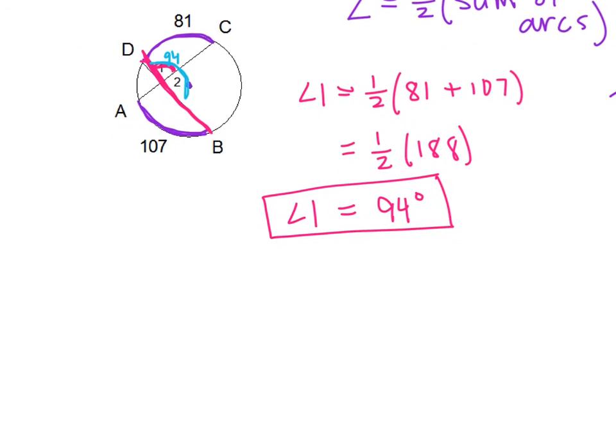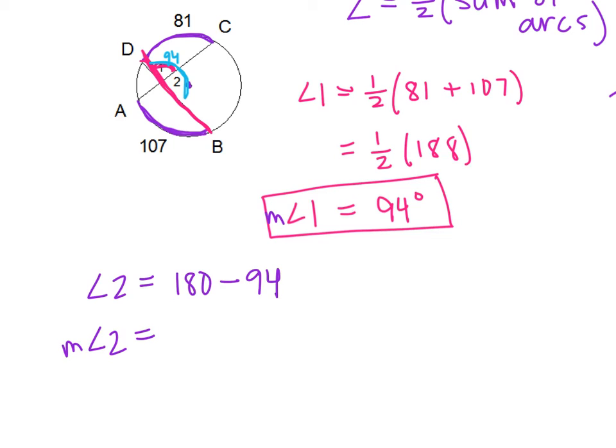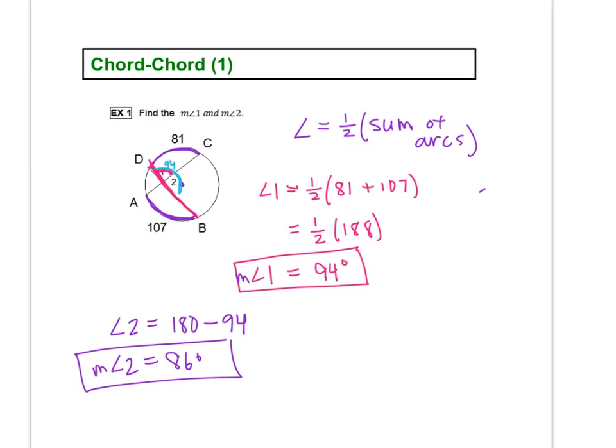So all we have to do to find angle 2 is take 180 degrees and subtract out the 94. And so the measure of angle 2, let me be a little bit more accurate, is 86 degrees.